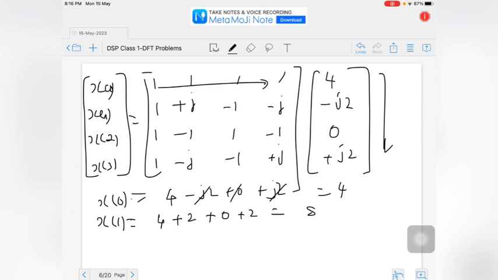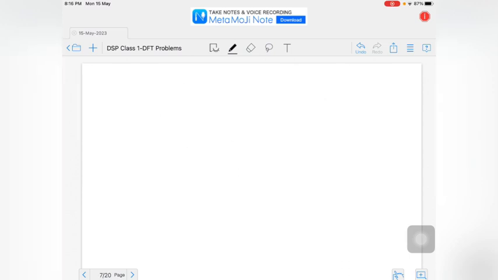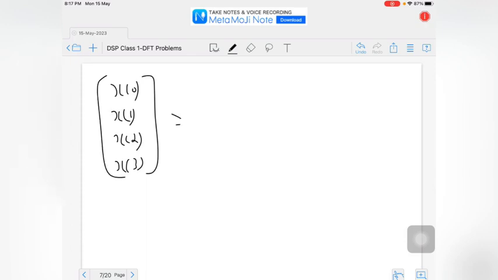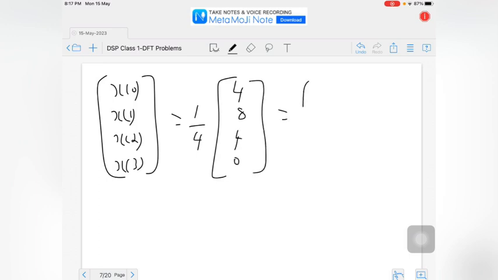Similarly I will get x of 2 as 4, and x of 3, how much will I get? 0. So I'll write the matrix: x of 0, x of 1, x of 2, x of 3 is equal to 1 by N, N is 4. So I'll get 4, 8, 4, 0, which gives 1, 2, 1, 0.